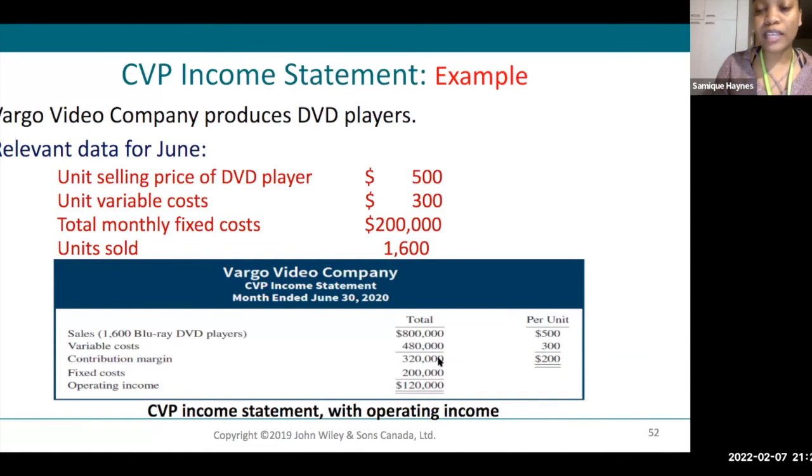And as we said before, the per unit contribution margin is $200. 500 take away 300. Now we have $320,000. That $320,000 has to pay off fixed costs first. That's the first thing we need to do, pay off our fixed costs. Once we do that, we cross our fingers and hope we have a profit. Okay, in this case, we do have a profit of $120,000.